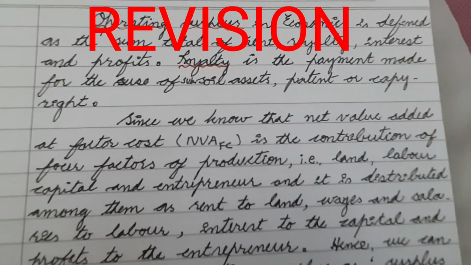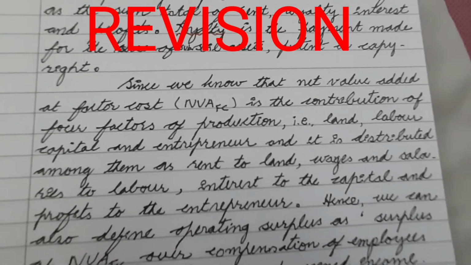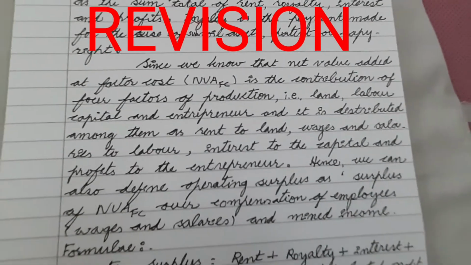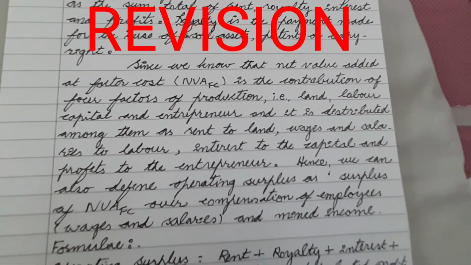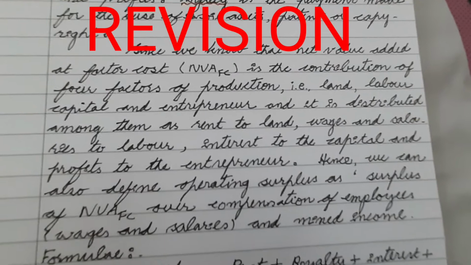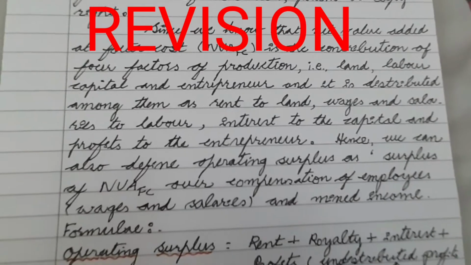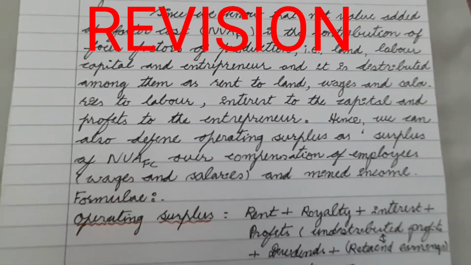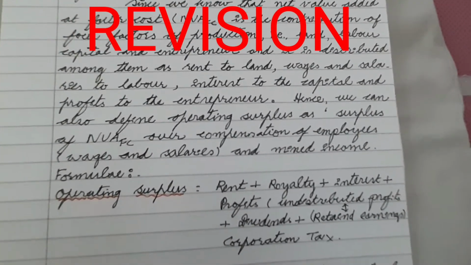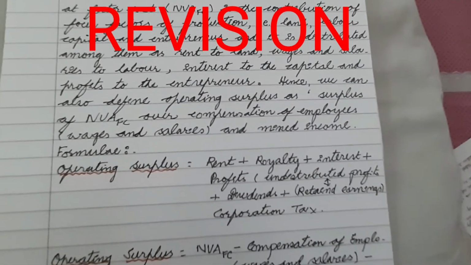Since we know that net value added at factor cost is the contribution of four factors of production, that's land, labor, capital, and entrepreneurship, and it is distributed among them as rent to land, wages and salaries to labor, interest to the capital, and profits to the entrepreneur. Hence, we can also define operating surplus as surplus of net value added at factor cost over compensation of employees, wages and salaries, and mixed income. So the formula we have mentioned here: operating surplus is equal to rent plus royalty plus interest plus profits.